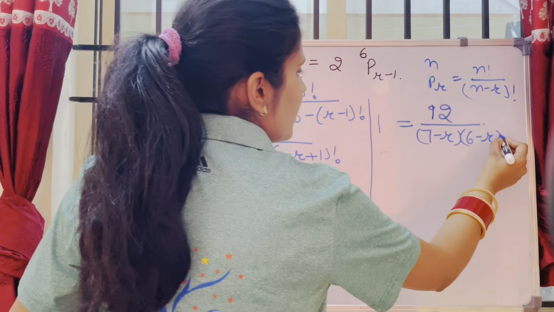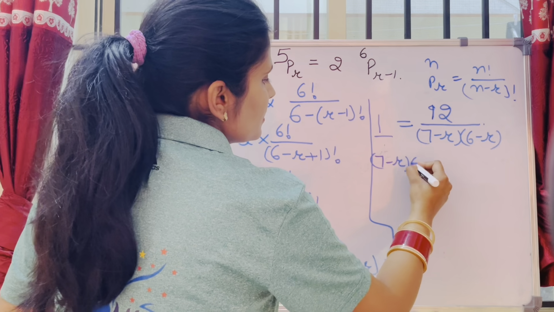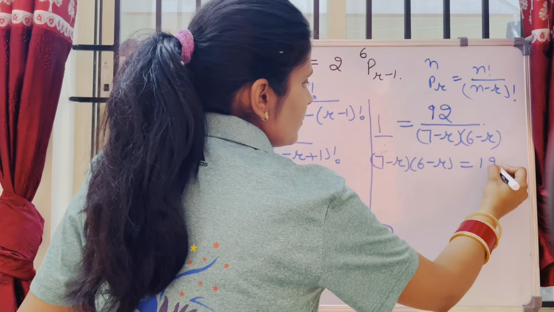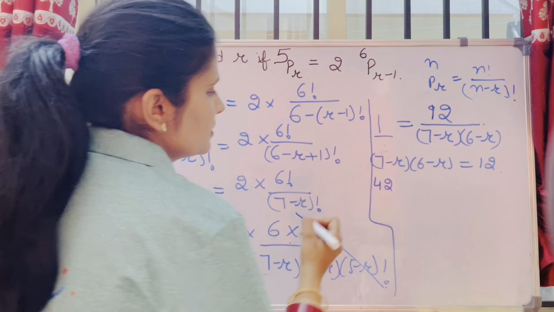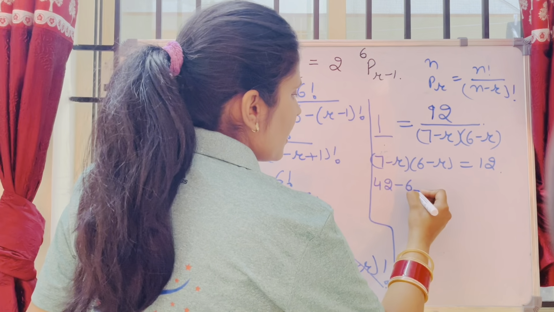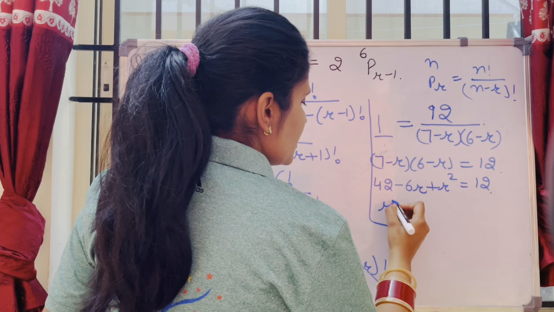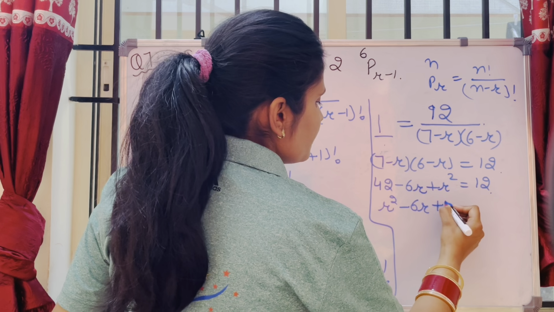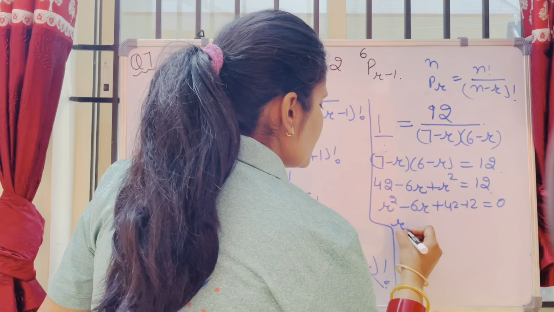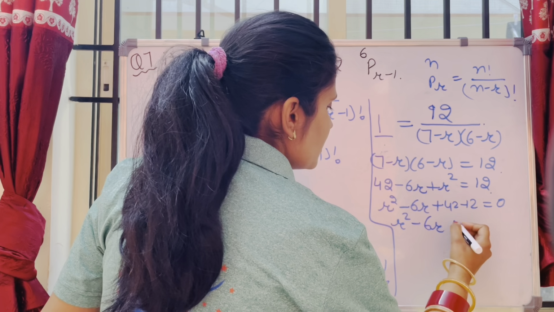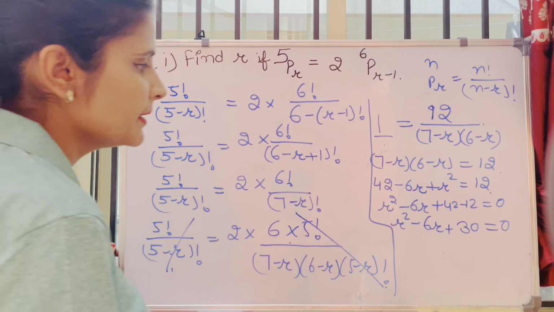Cross multiply. So (7 minus r)(6 minus r) is equal to 12. And now just open the bracket. 42 minus 6r minus 7r plus r square is equal to 12. So r square minus 13r plus 42 minus 12 is equal to 0.